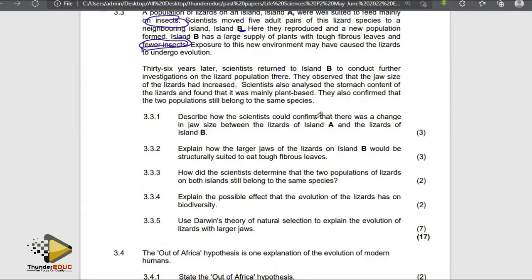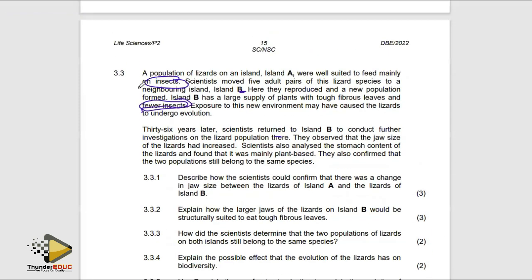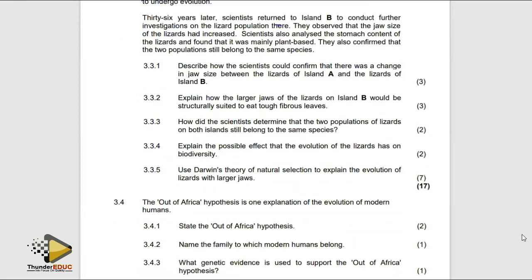So basically, what scientists could use to confirm that there was a change in the jaw is, this is an obvious answer. It means that they had to measure the lizards on island A and the lizards on island B, and check whether the jaw size is the same, and they can compare the differences if a difference is there. Then explain how the large jaw of the lizards on island B would be structurally suited to eat the tough fibrous leaves.